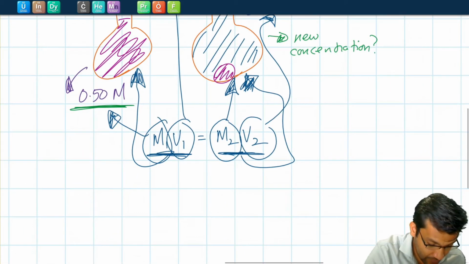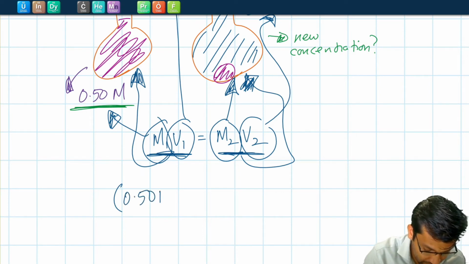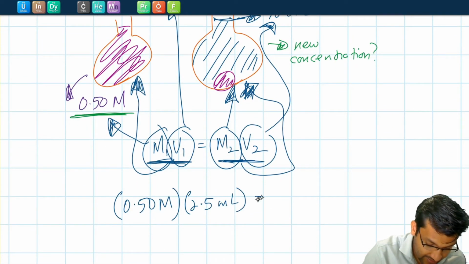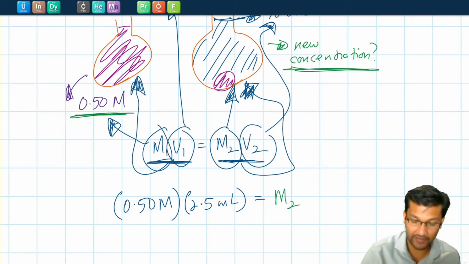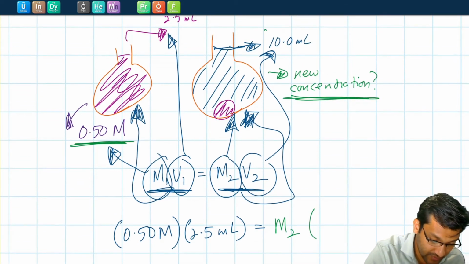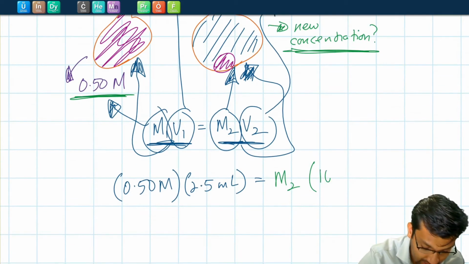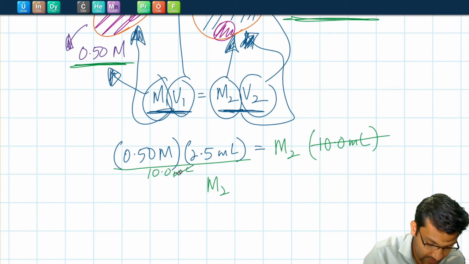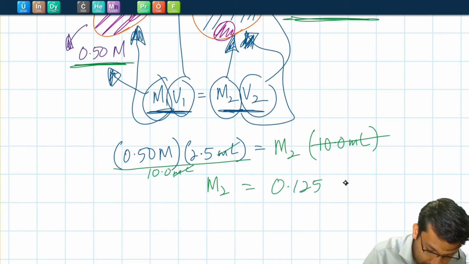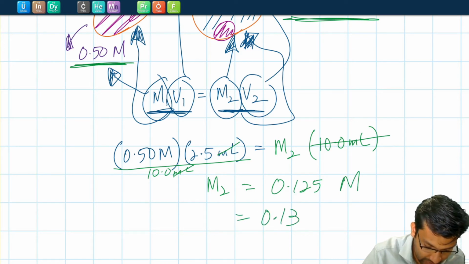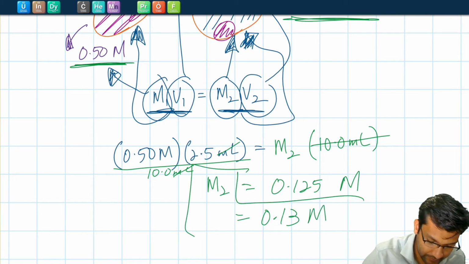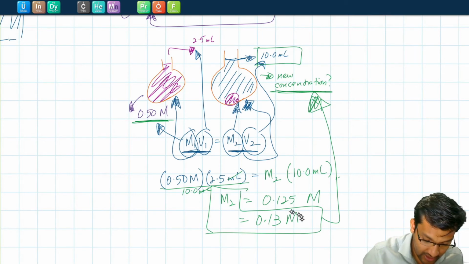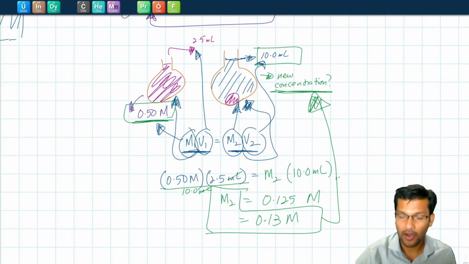So let's plug those in. We know that M1, the initial concentration, was 0.50 M. The volume that you took was 2.5 milliliters. And that should be equal to M2, which is the new concentration that we're trying to find, times the total volume of the solution in the second vial. In this case, it's 10.0 milliliters. So if you solve for M2, you divide both sides by 10.0 mL, which means that the milliliters cancel out. You get 0.125 M, right? To 2 sig figs, this is just 0.13 M. And there it is. You found the concentration in the second vial. And just to verify that it's correct, 0.13 is less than 0.5.